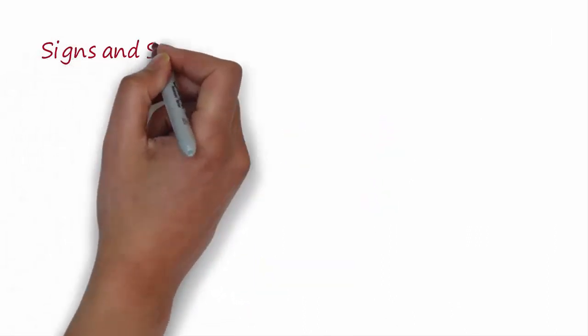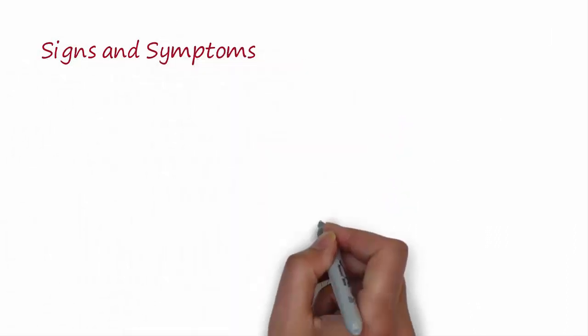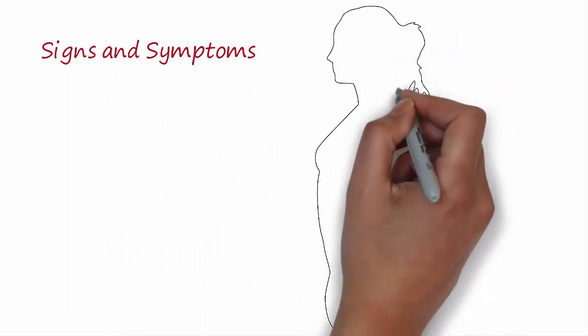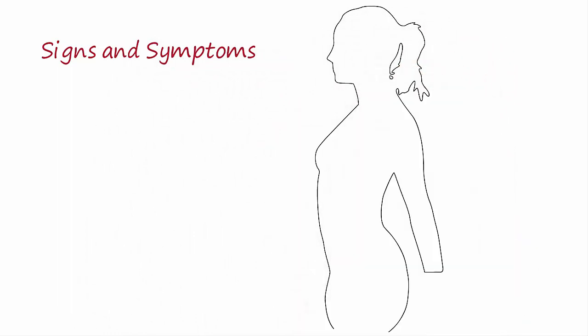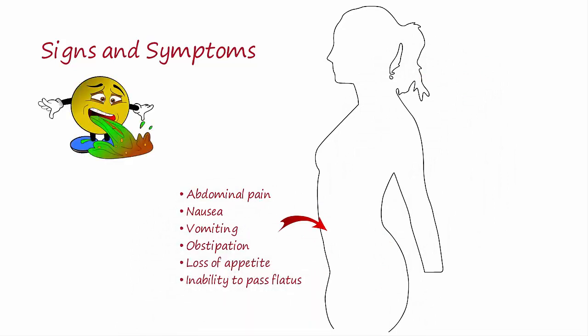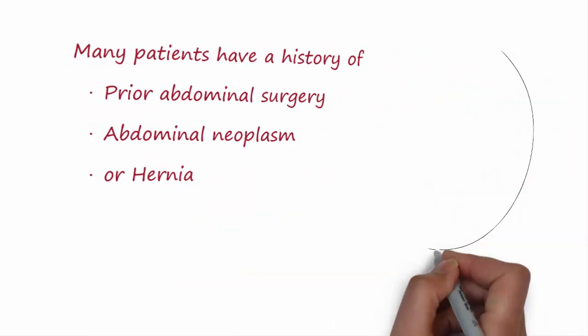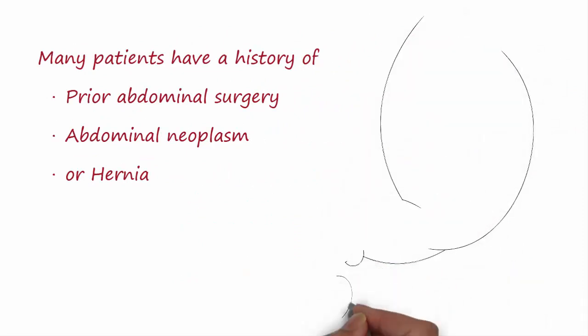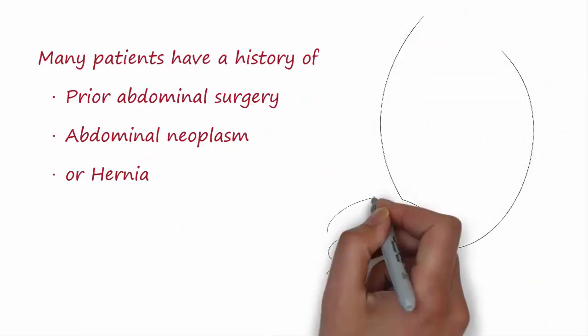Signs and symptoms. Typical presentation is crampy abdominal pain, abdominal discomfort with distension, nausea, vomiting, obstipation, which is severe or complete constipation, loss of appetite, inability to pass flatus. Many of these patients have a history of prior abdominal surgery, abdominal neoplasm or hernia.